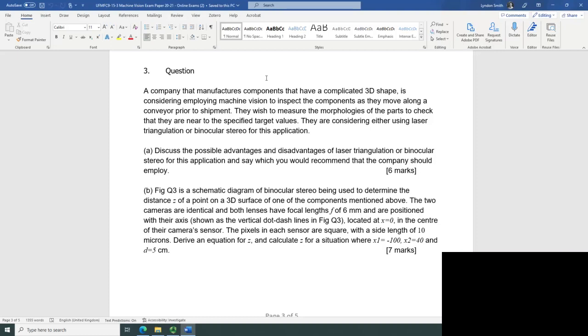What other advantages has binocular stereo got? Yeah. Because it doesn't have lasers, it's not going to damage your eyes. Yeah, that's true. It can be anything really. These answers don't have to be any specific. Might have to stick it inside a box or something. But what other advantage has it got?